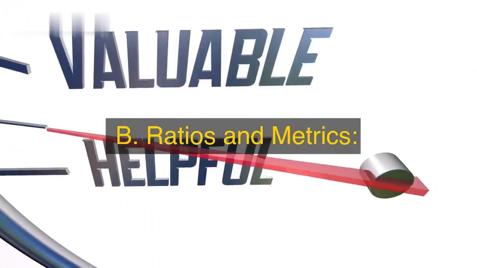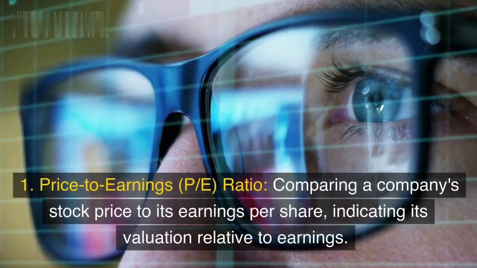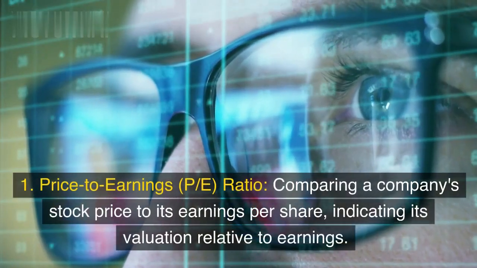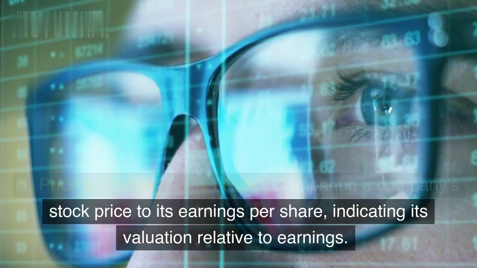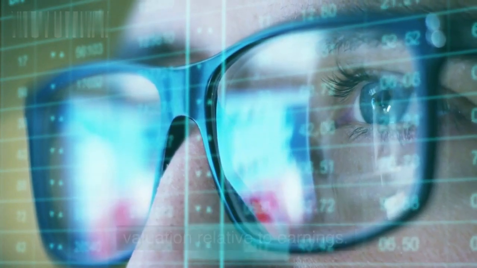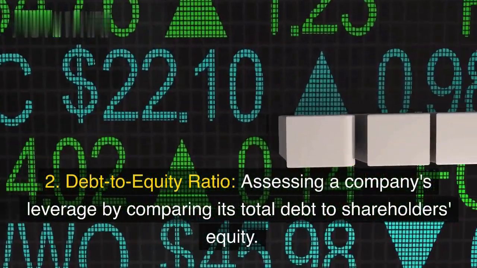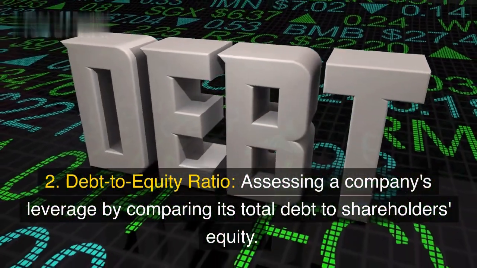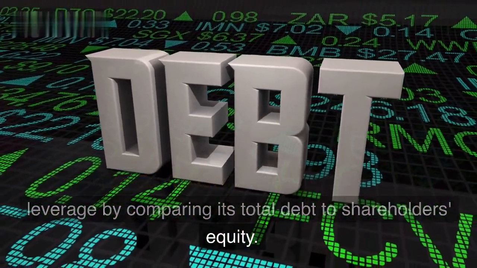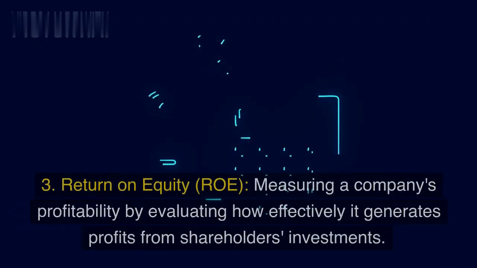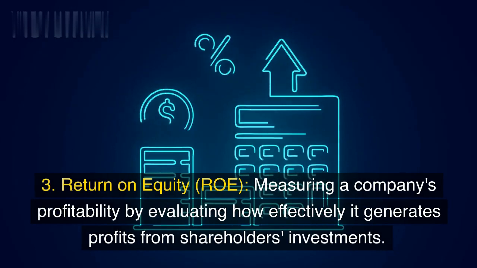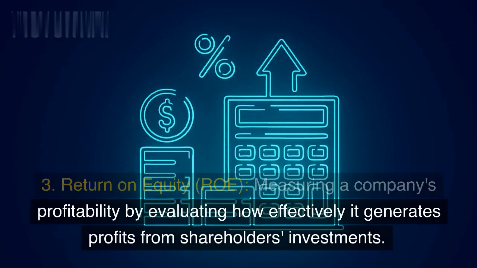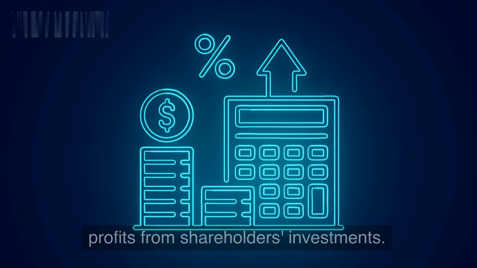B. Ratios and metrics. 1. Price to earnings, PE, ratio. Comparing a company's stock price to its earnings per share, indicating its valuation relative to earnings. 2. Debt to equity ratio. Assessing a company's leverage by comparing its total debt to shareholders' equity. 3. Return on equity, ROE. Measuring a company's profitability by evaluating how effectively it generates profits from shareholders' investments.